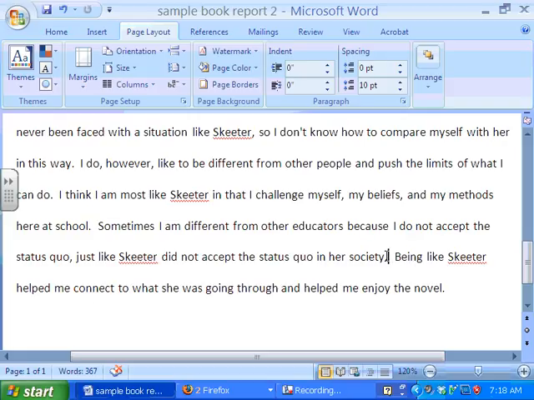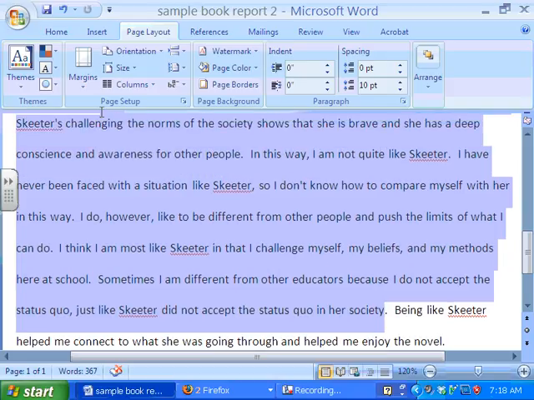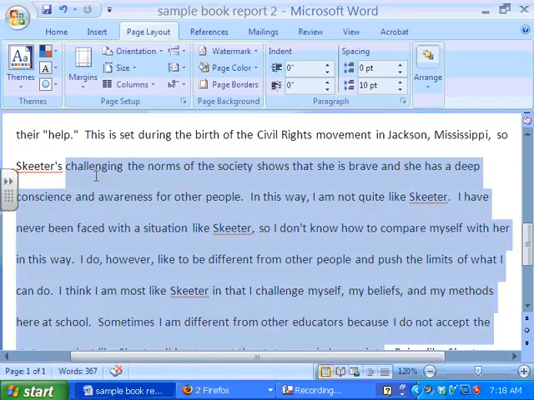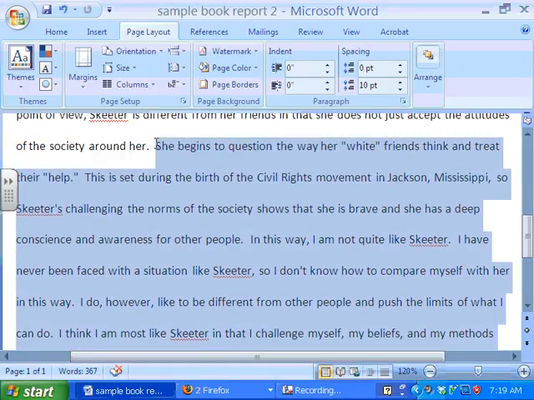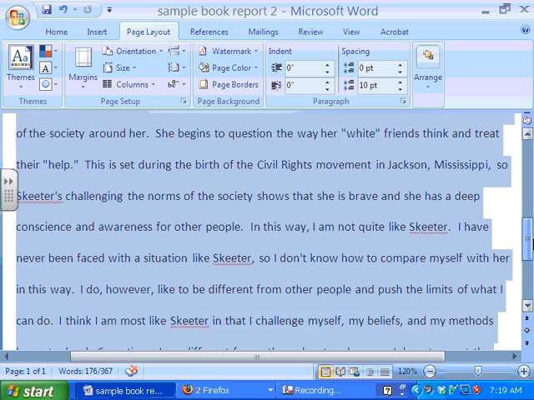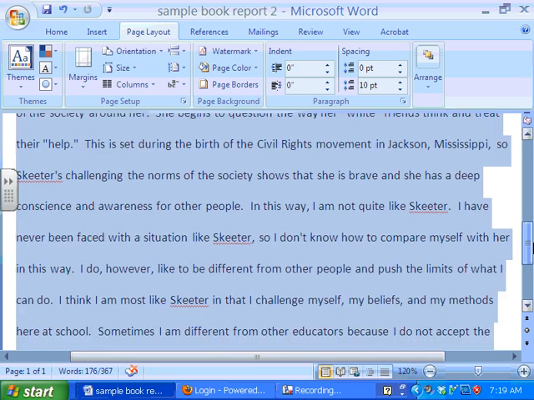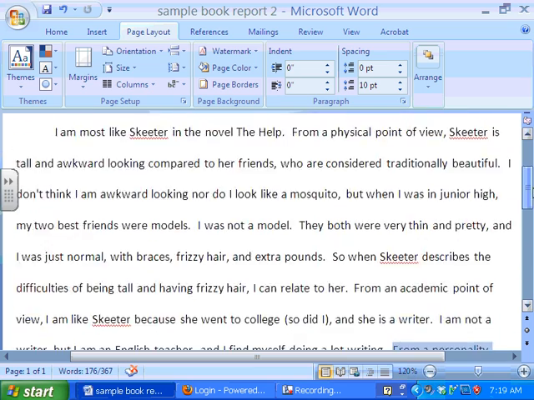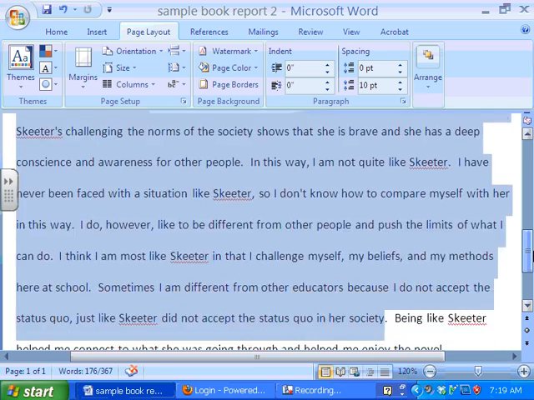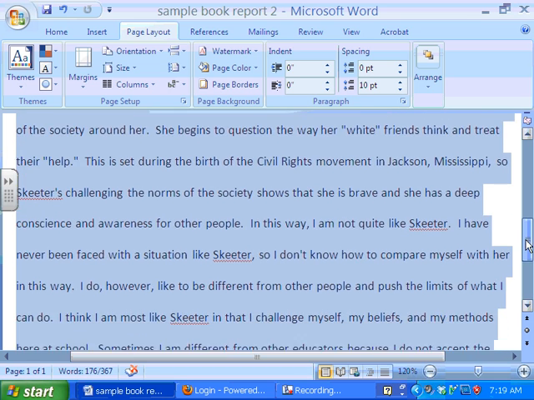Okay, so this whole section, the personality, look how long it is compared to the other sections. But I thought it was probably the most important point that I had to make. The personality of Skeeter, how am I like her? Or not like her. That was quite a lot of writing there. Notice comparatively, it's kind of the bulk of the entire paragraph. It took a lot of explaining and a lot of thinking on my part.